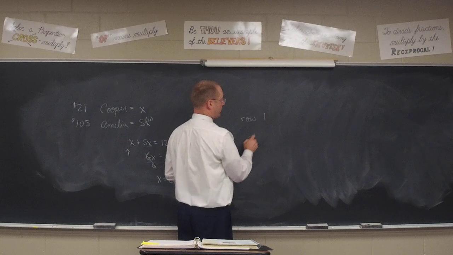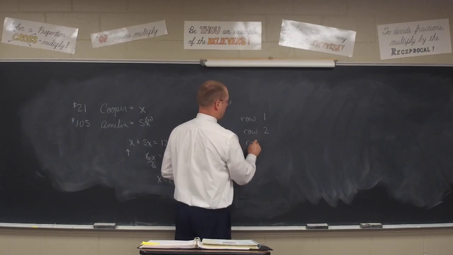So at your seats, write this down. Row 1, row 2, and row 3.